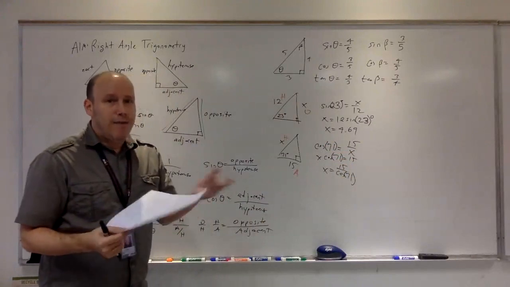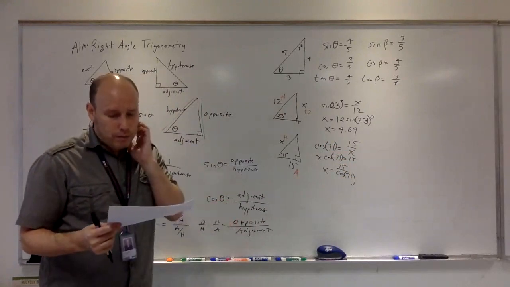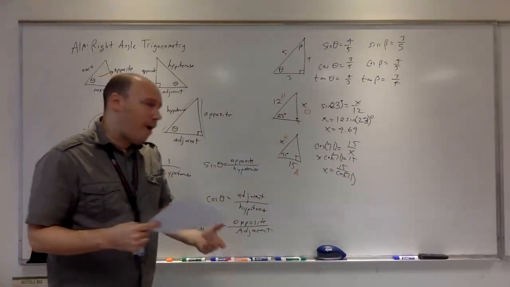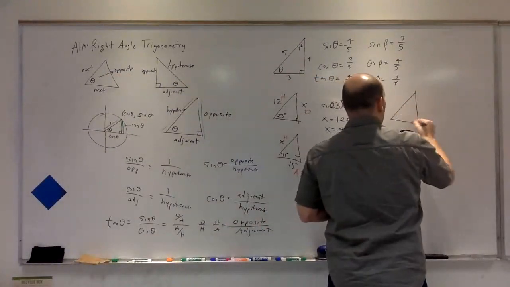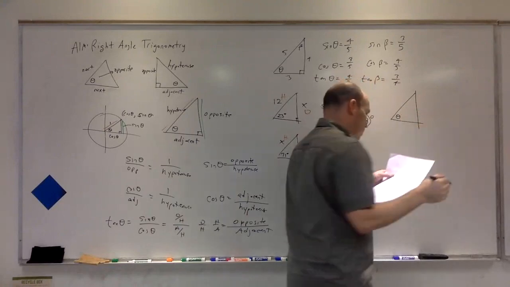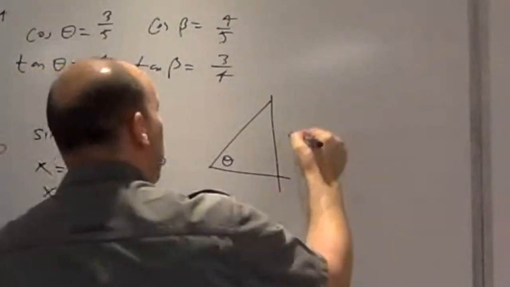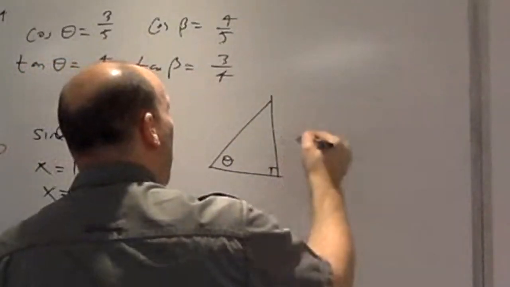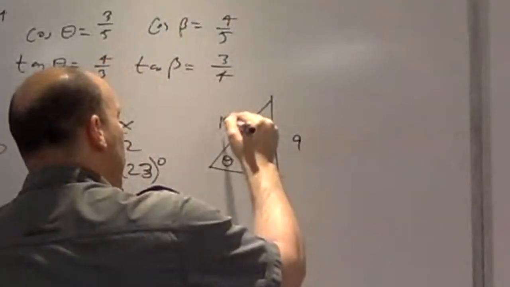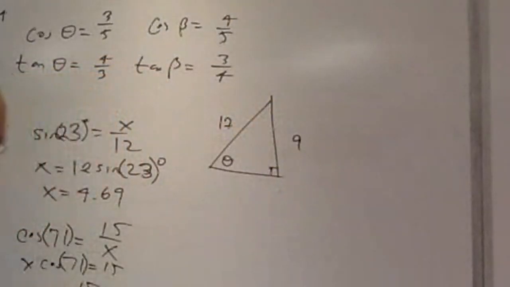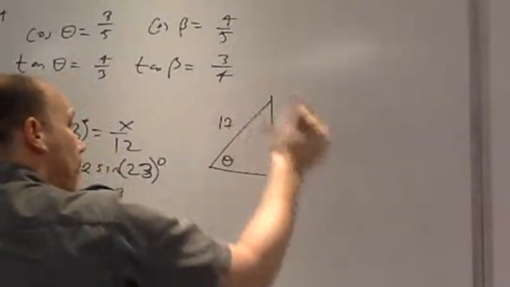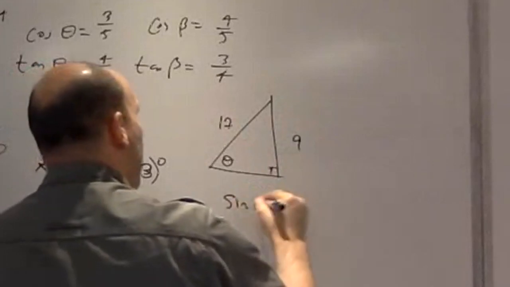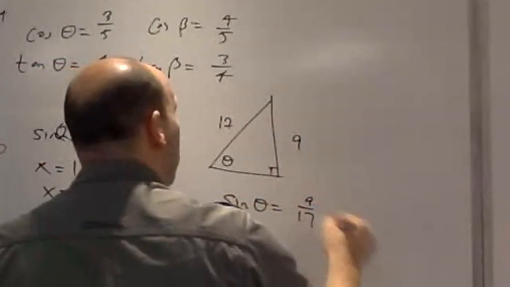Last but not least, if you're given two sides, how do I find the angle? Very easy. How about this? So, here's theta, and I made up a problem. It's a right triangle, the height is 9, and the hypotenuse is 17. How do we figure this out? Once again, if I'm standing at theta, I have opposite over hypotenuse. The sine of theta is equal to 9 over 17.